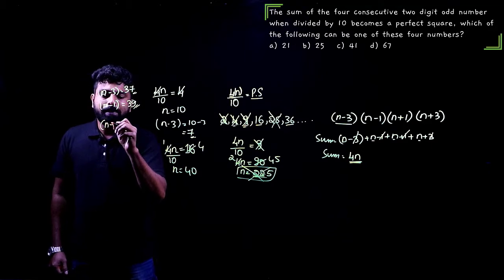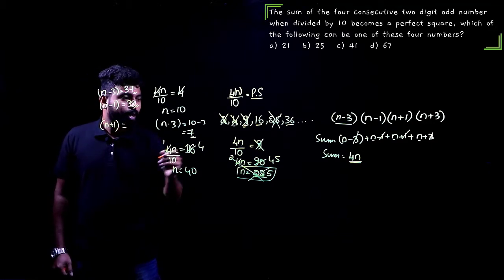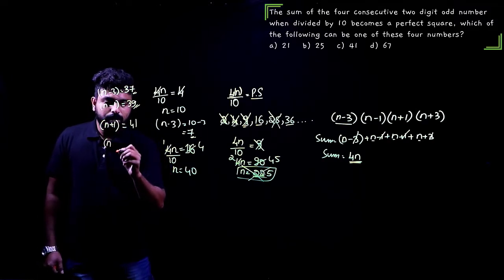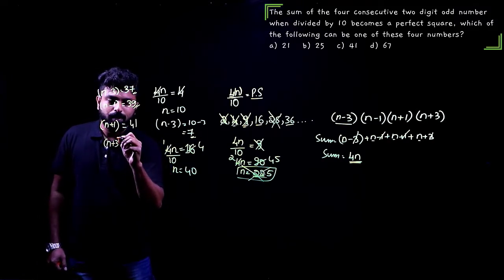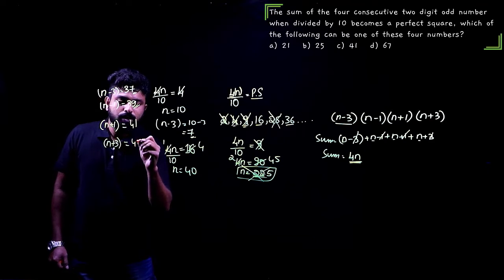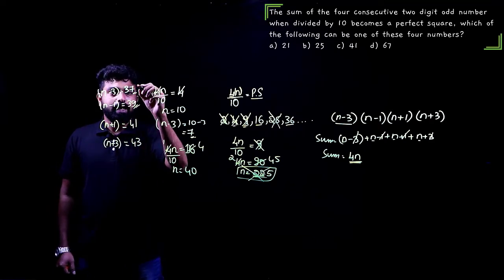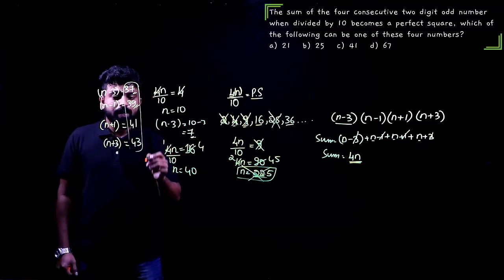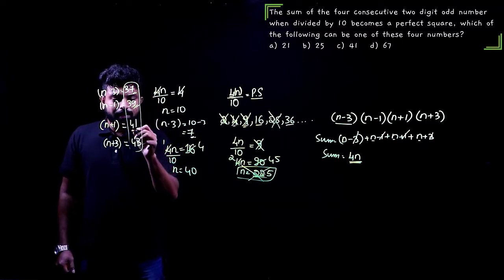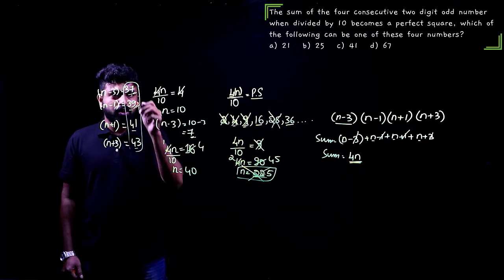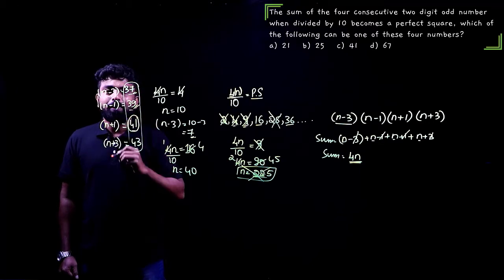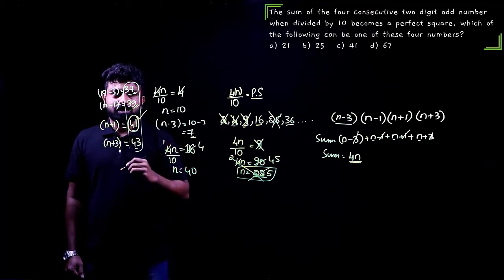So my next term would be n plus 1. What is n plus 1? 40 plus 1, which is nothing but 41. So what will be my last term? n plus 3, which is nothing but 40 plus 3, which is 43. This will be my 4 consecutive odd numbers. Are any of these terms present in the options? Yes, option C has 41, which is nothing but our final answer.